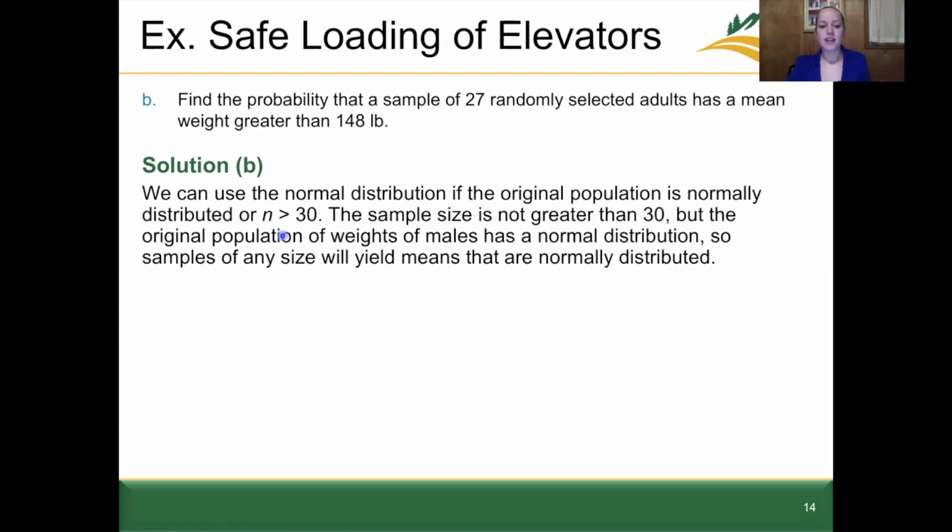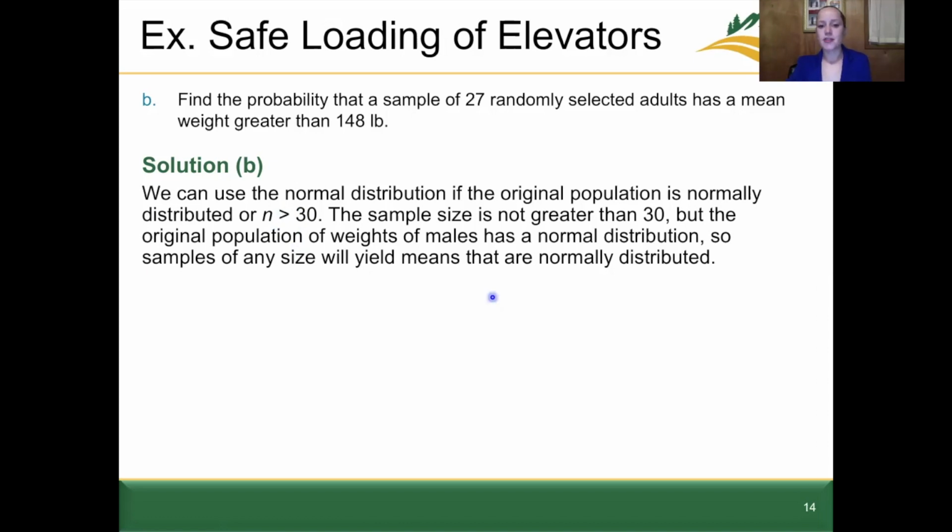So samples of any size will yield means that are normally distributed. So we check those requirements. Is our sample size n greater than 30? No, but we were told that our population is normally distributed. So because we checked off one of those requirements, we can use the central limit theorem.